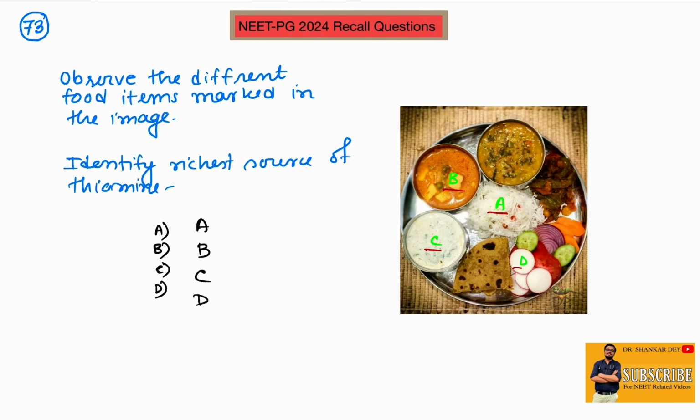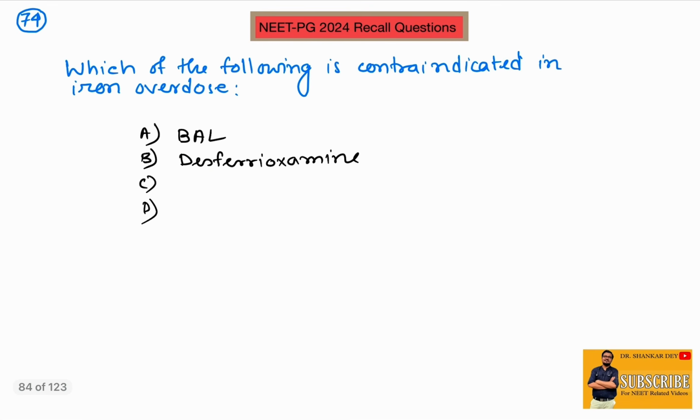They asked what is the richest source of thiamine. Basically it is unpolished rice, but whatever the options were, the better option will always be rice. Vitamin B1 or thiamine's richest source is rice, so rice will be a good option for you. Comment your answer below in the comment section.